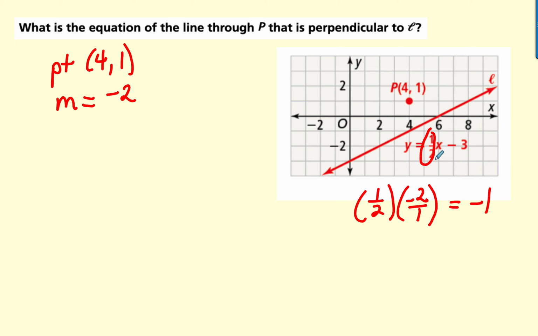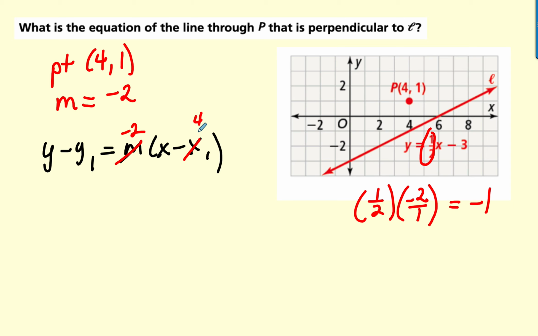We don't want that slope. We want its opposite reciprocal, or the number that we need to make -1. Now let's write out our point-slope form and substitute our values. We want the slope to be -2, and we want this number to be a 4 and this number to be a 1. So our answer will be y minus 1 is equal to -2 times (x minus 4).